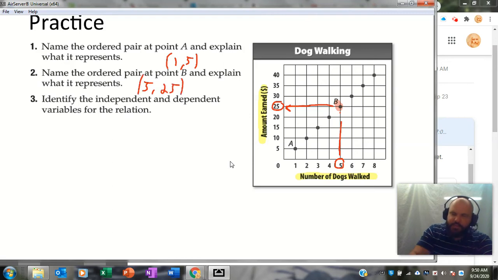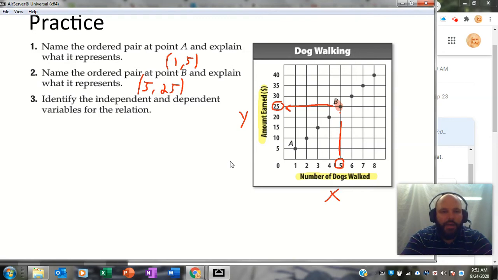And now it asks us to explain what that point represents. And it's going to be the same as the last one. All the ordered pairs represent the same thing. The X value represents the number of dogs walked, and the Y value represents the amount of money earned. So when you have an ordered pair of 5, 25, it means you walked 5 dogs and you earned $25.